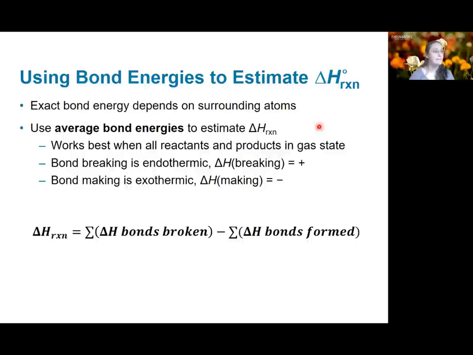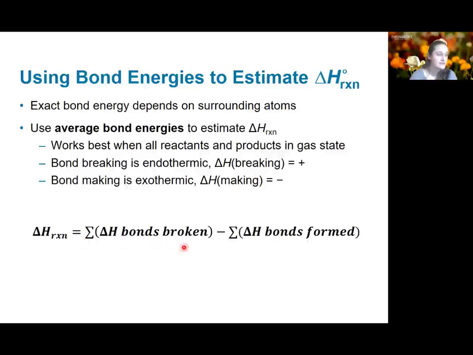And so this is going to work best when all reactants or products are in the gas state. So we can calculate our delta H of the reaction as the sum of all the bonds broken minus the sum of all the bonds formed. Sometimes you will also see this written with a positive sign, but in that case, the enthalpy would be defined as a negative.